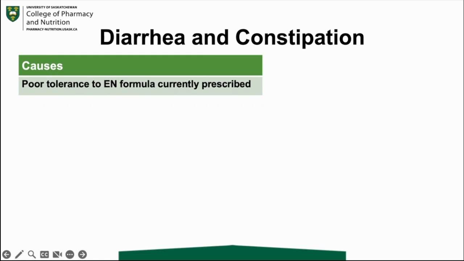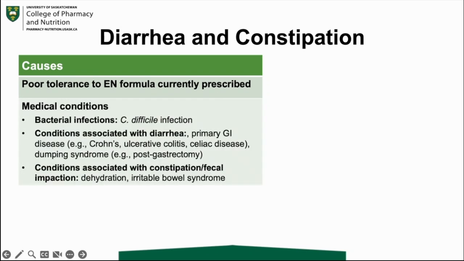When a patient presents with diarrhea or constipation, similar to nausea and vomiting, this can be due to the EN prescription itself, but can also be related to other factors such as disease or medications. Conditions associated with diarrhea include bacterial infections or primary GI conditions such as inflammatory bowel disease. Conversely, dehydration and irritable bowel syndrome are associated with constipation.